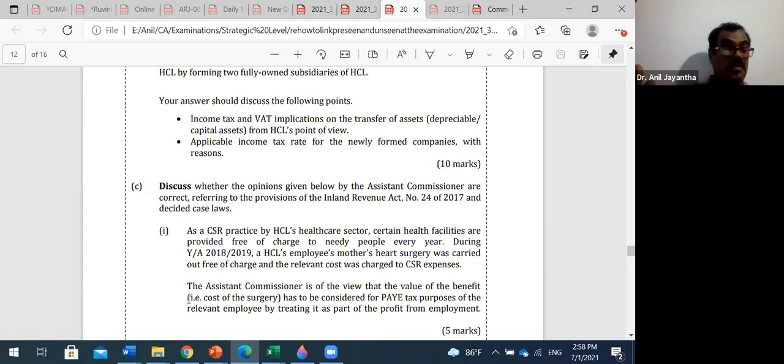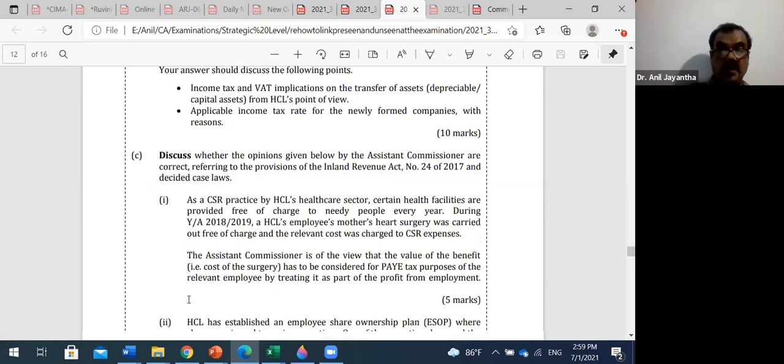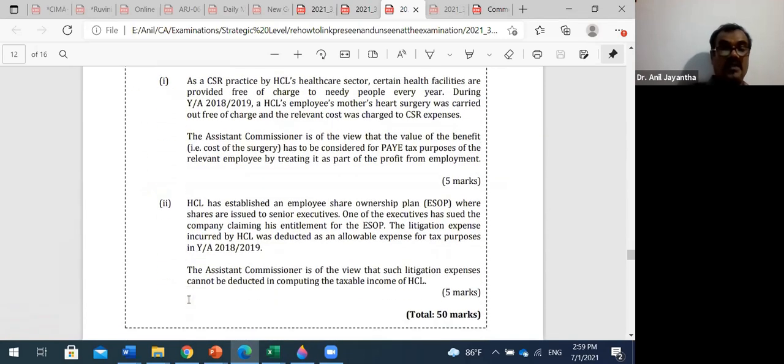Sometimes the assistant commissioner may have interpreted wrongly to some extent. That is where you need to discuss. If he or she has interpreted correctly, but with minor deviation, you need to do some modification. That is why your discussion is important. Your discussion in this case is with a view to comply with professional standards and compliance with legal requirements. But it's only 5 marks.